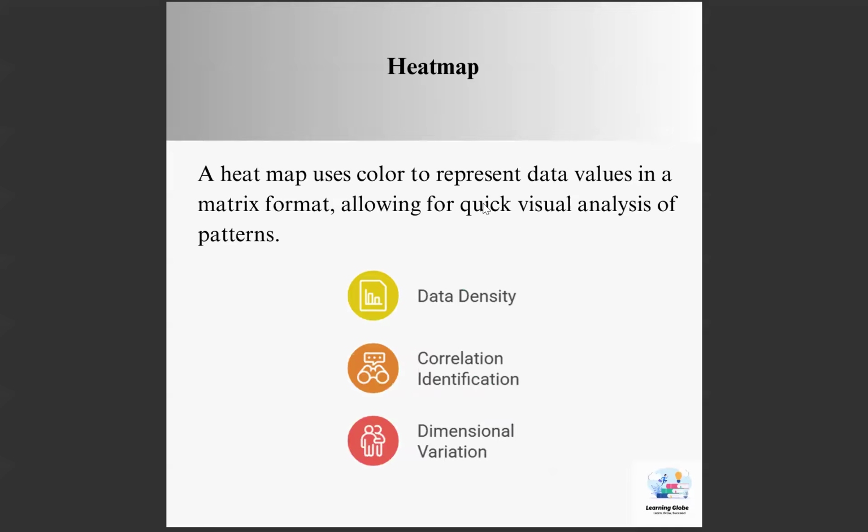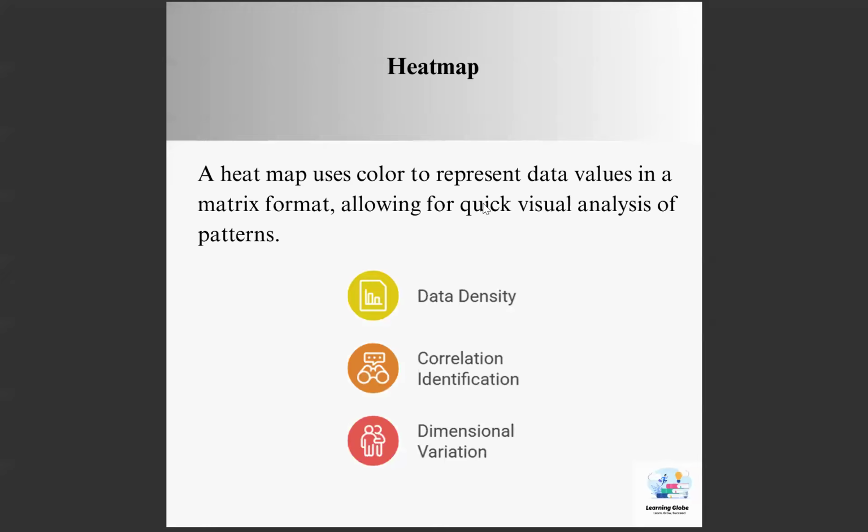Then we have the heat map. A heat map uses color to represent data values in matrix format, allowing for quick visual analysis of patterns. Heat maps are basically used to understand data density, correlation identification, and dimension variations as well. Now, this was all about the various charts we have with us.